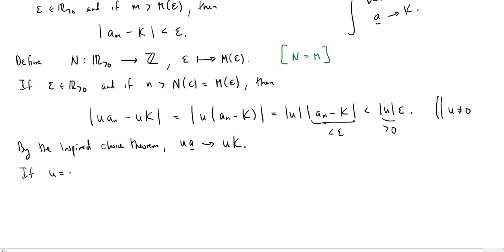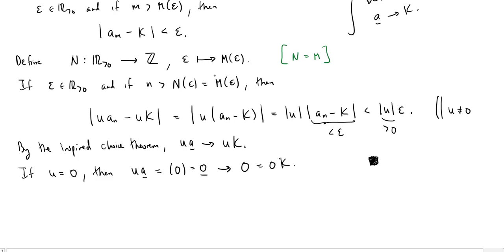If u equals 0, then uA is equal to the sequence of zeros, or what you might call the 0 sequence. And that does converge to 0, which is equal to 0 times k. All right, so that's just a little special case. So once again, the Inspired Choice Theorem prevents us from having to make any sort of an inspired choice.